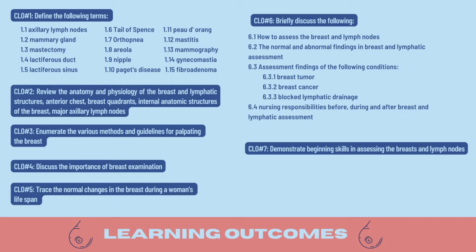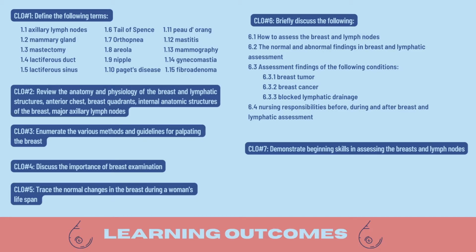Second, to review the anatomy and physiology of the breast and lymphatic structures, anterior chest, breast quadrants, internal anatomic structures of the breast, and major axillary lymph nodes. Third, to enumerate the various methods and guidelines for palpating the breast. Fourth, to discuss the importance of breast examination. Fifth, to trace the normal changes in the breast during a woman's lifespan.